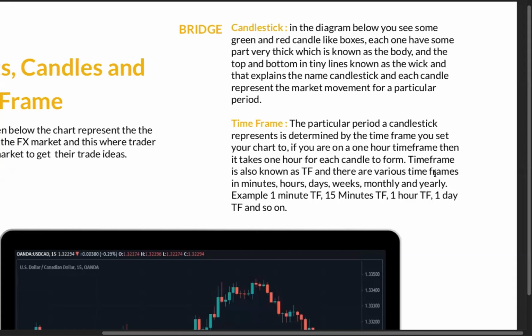Time frame is also known as TF. So when I tell you 15 minutes TF, or any one of us tells you 1 hour TF, 1H TF, TF is 1H, TF is M15, we are telling you the time frame is 15 minutes. All right, let's go on. And there are various time frames in minutes, hours, days, weeks, months, and years. For example, 1 minute time frame, 15 minutes time frame, 1 hour time frame, 1 day time frame, that's daily time frame, weekly time frame, monthly time frame, yearly time frame, and so on and so forth.